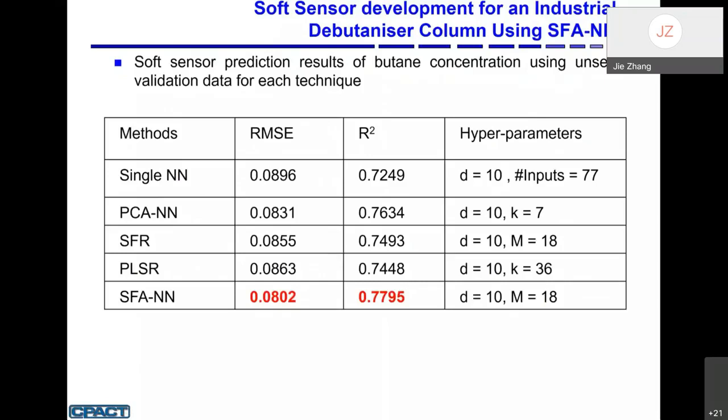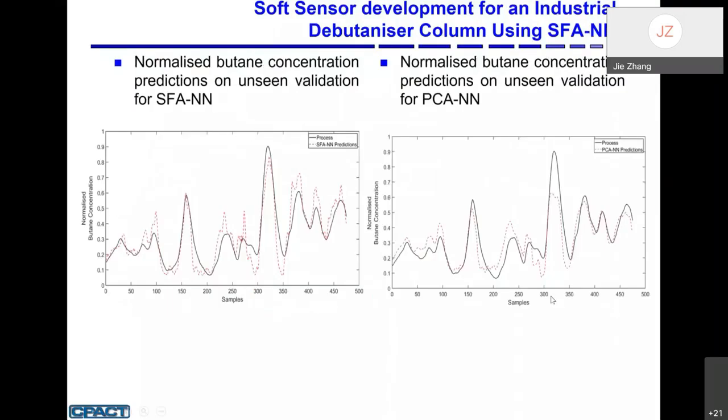Once again, we compare this slow feature analysis with a neural network against some other approaches, and on this unseen validation data it gives the better performance, the lowest root mean squared error. Here the time lag is 10, and the number of slow features is 18. This plot compares slow feature analysis with a neural network against principal component analysis with a neural network. Clearly, with PCA and the neural network you have quite a large error here, but with slow feature analysis and the neural network, the error is much smaller.